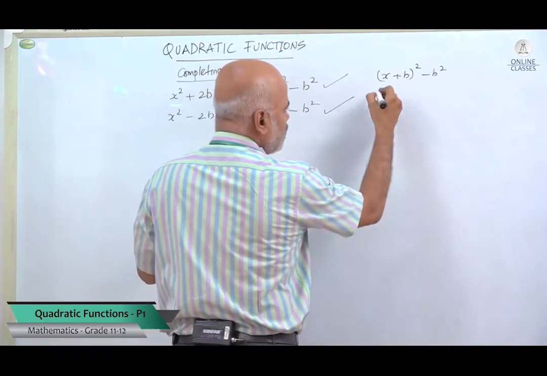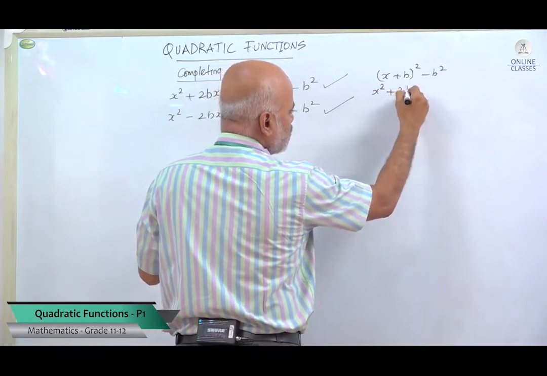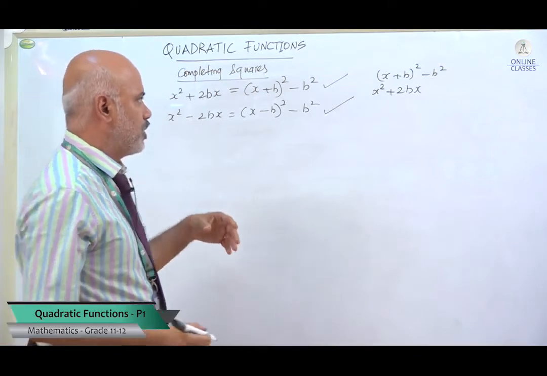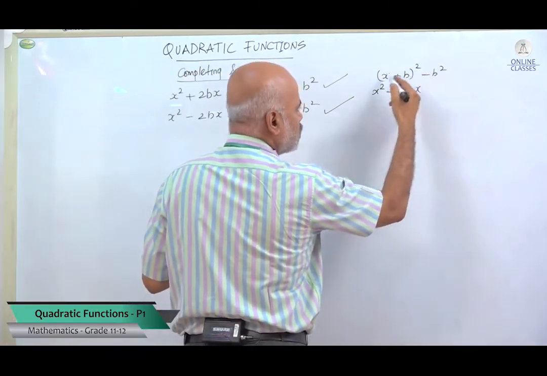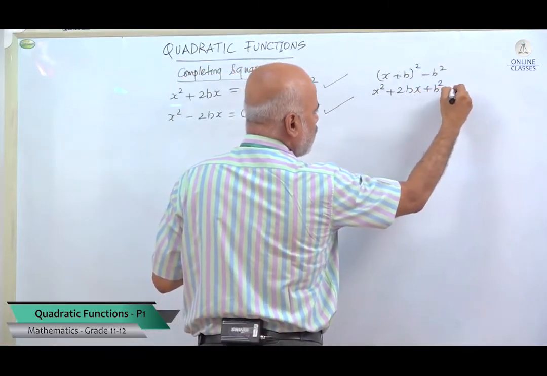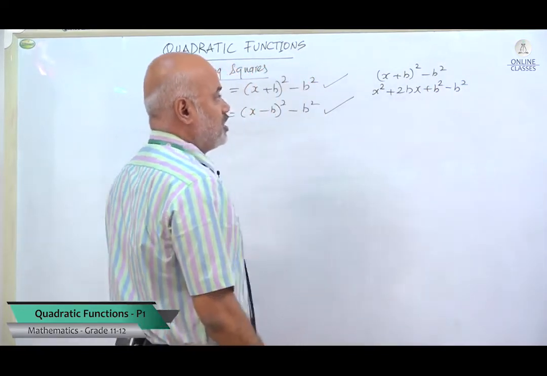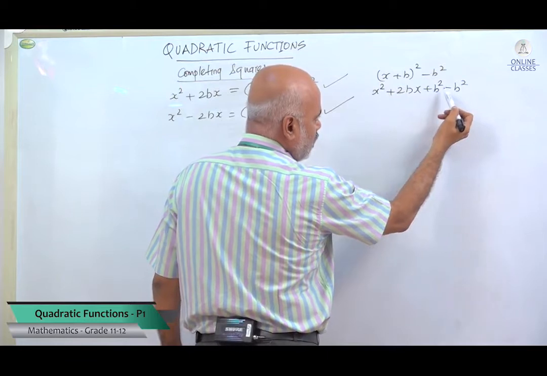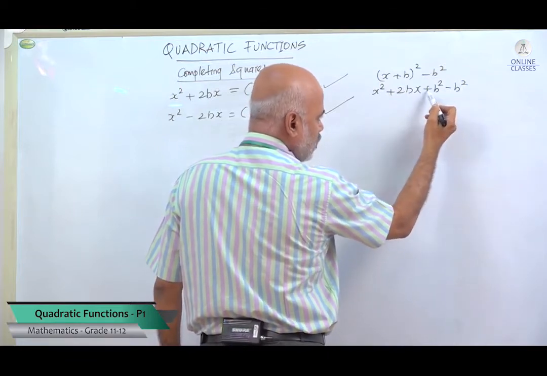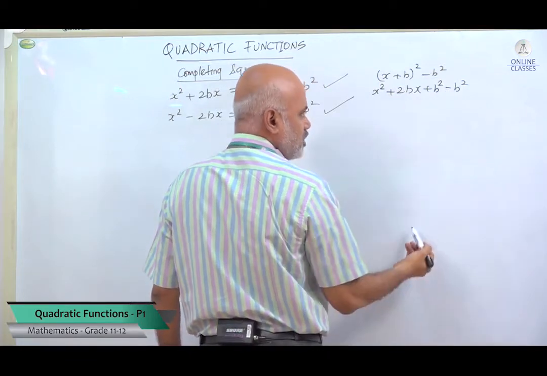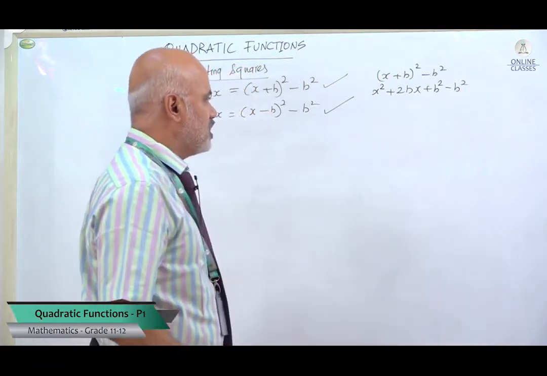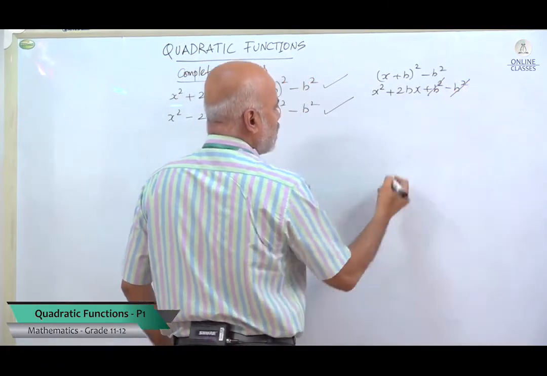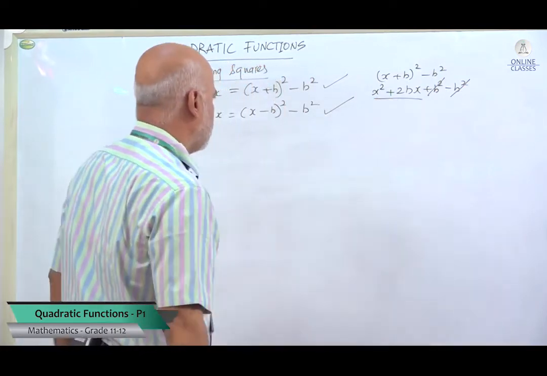When you expand this, what happens? x square plus, that is the a plus b the whole square formula, a square plus 2ab plus b square, then minus b square. Note that here the square is for the number. In this case, this is plus b square, this is minus b square. Don't think that the square is for the sign also. So in this case, the two values get cancelled. What you are getting is the first part.